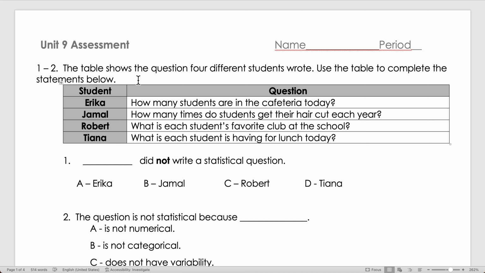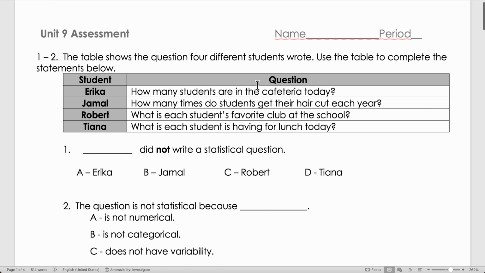Here we go. Here's the assessment. For questions 1 and 2, we have this table. This unit is on statistics. It's quite different, of course, than geometry, but we're moving into it. This table shows 4 different students and what they wrote, and the assignment was for them to write a statistical question. And here's what they wrote.